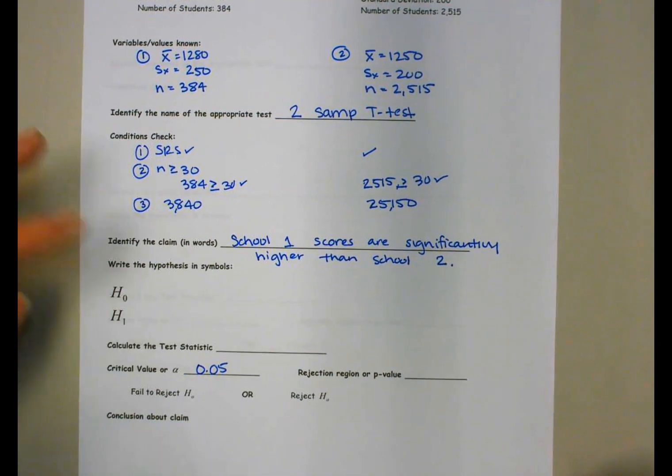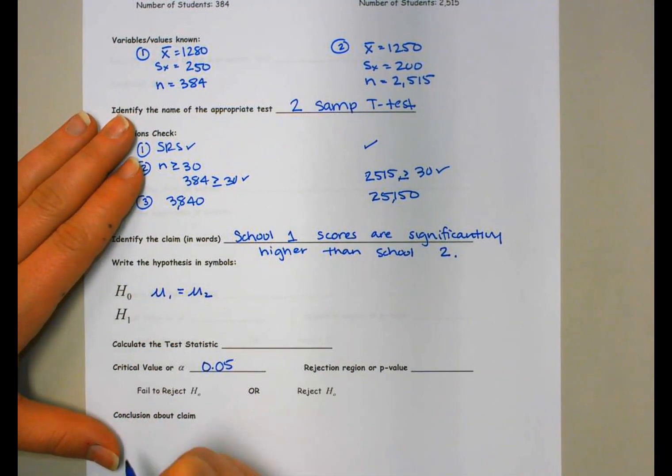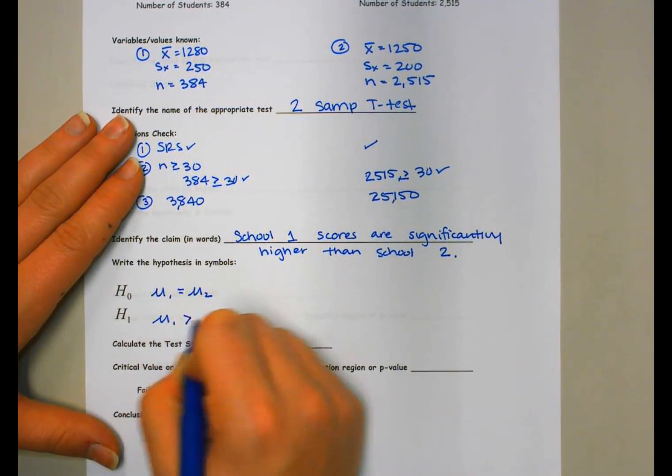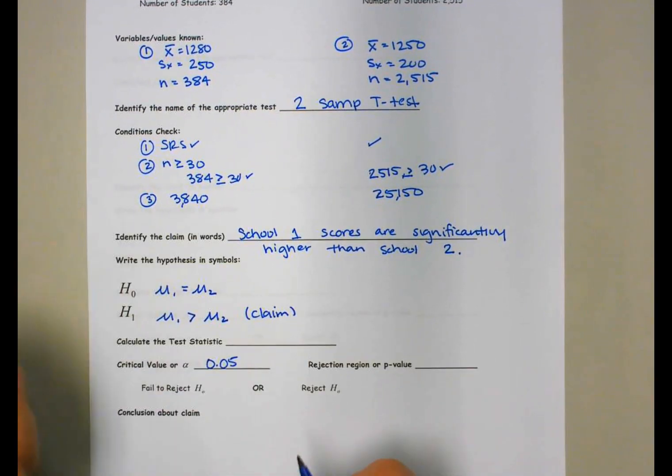So our null hypothesis would be that they're equal. It's always equality for our null hypothesis. But our claim is that School 1 would have a higher SAT score than School 2. So School 1 would be greater than School 2.